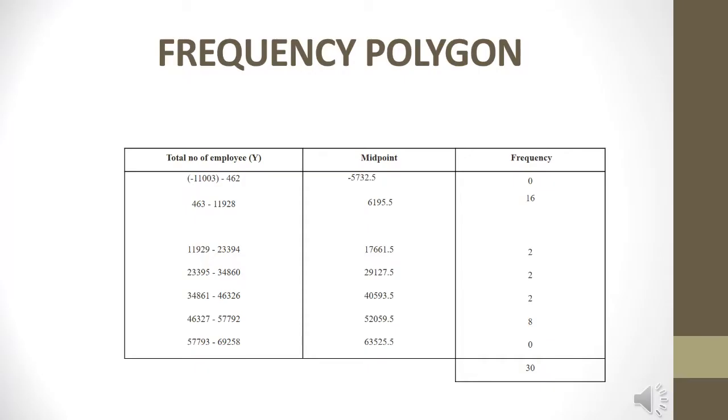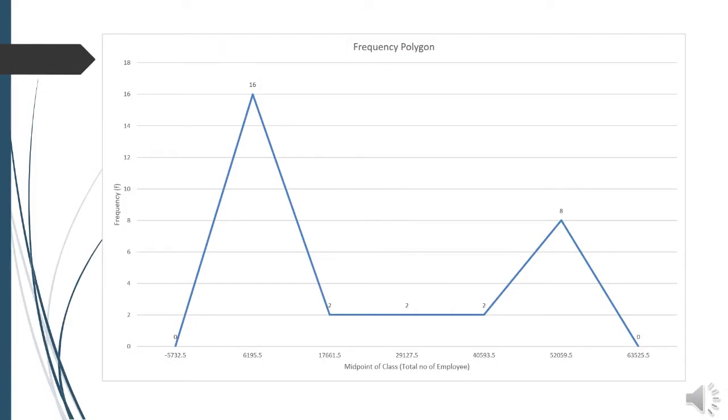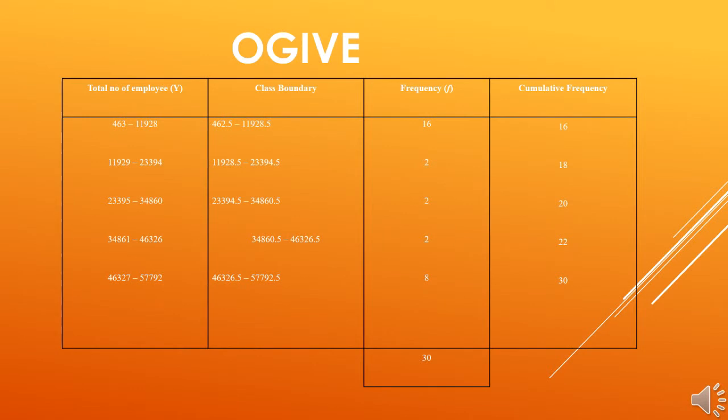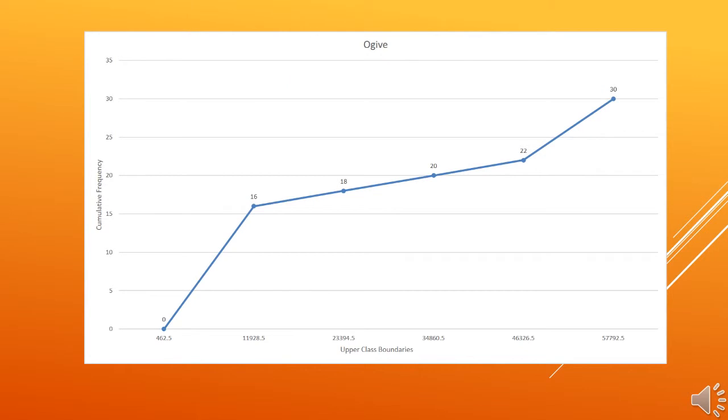This is our frequency polygon table. The frequency is 30. This is the frequency polygon graph. This is the Ogive table. The total frequency is 30. This is the Ogive graph. The graph shows the increase of the cumulative frequency.